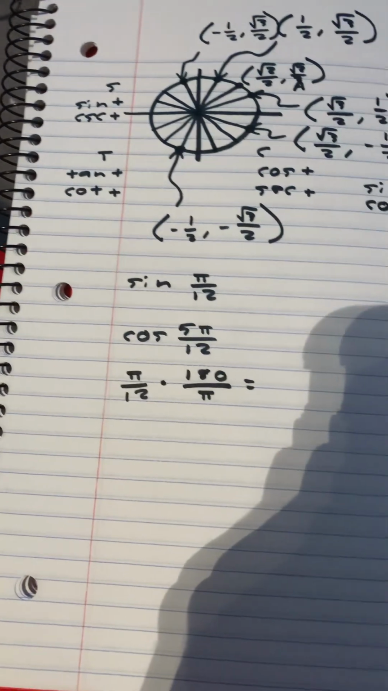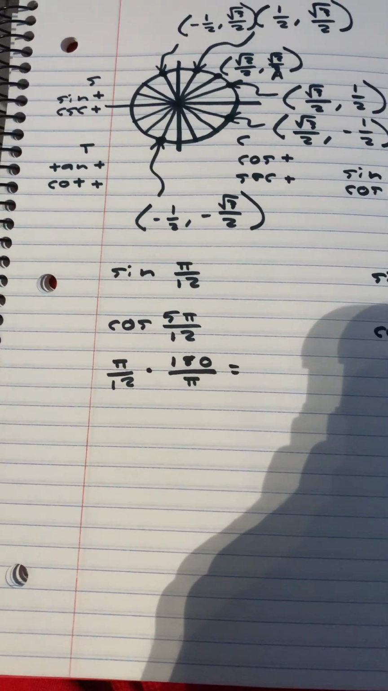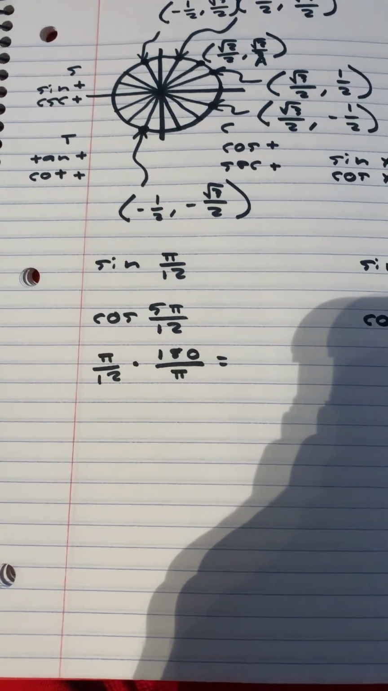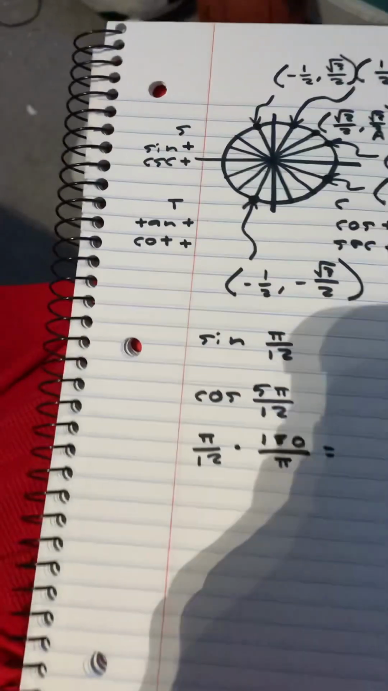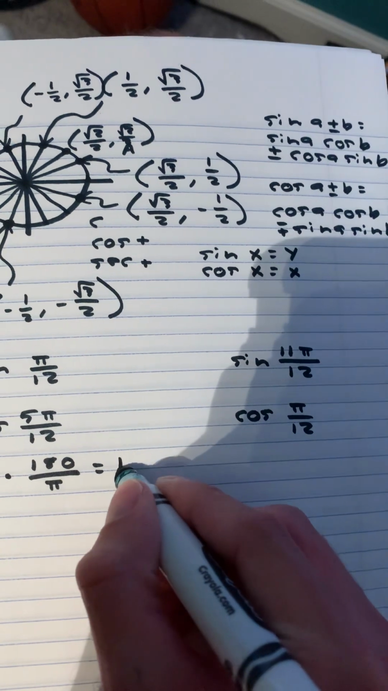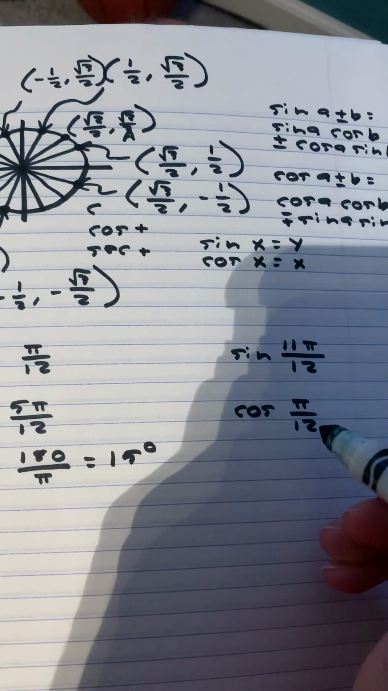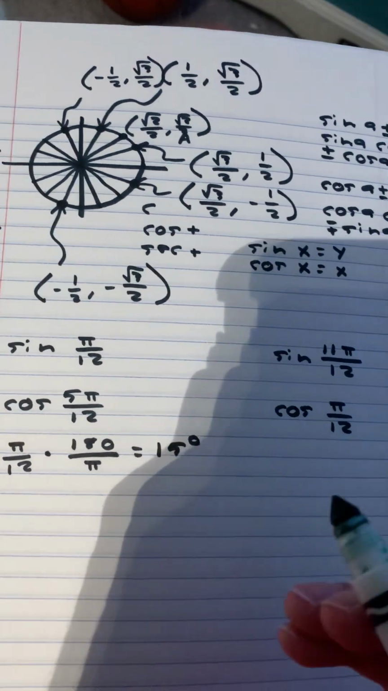12 times 180, nope, all over pi, and that gives us 15 degrees. And you can use the same thing here when finding the cosine.